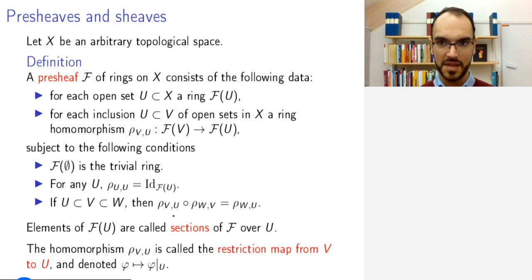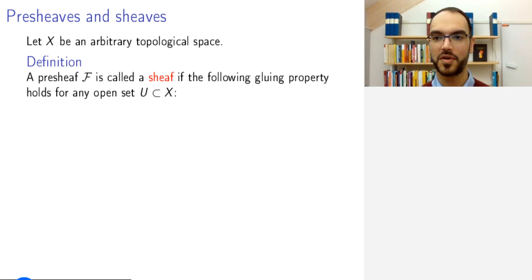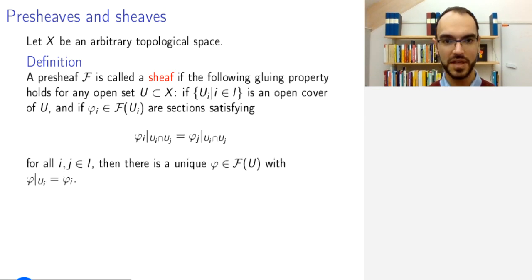Now, something that satisfies these properties is called a presheaf. If in addition it satisfies the gluing property that we mentioned earlier, then it's called a sheaf. So a sheaf is a presheaf of rings that satisfies the following.